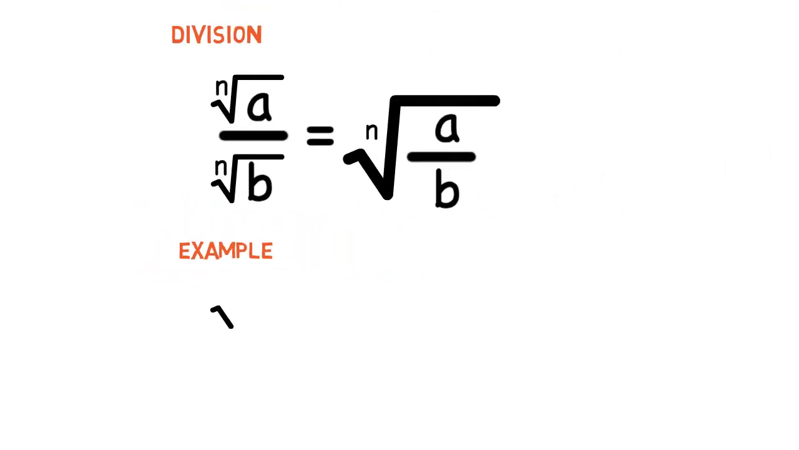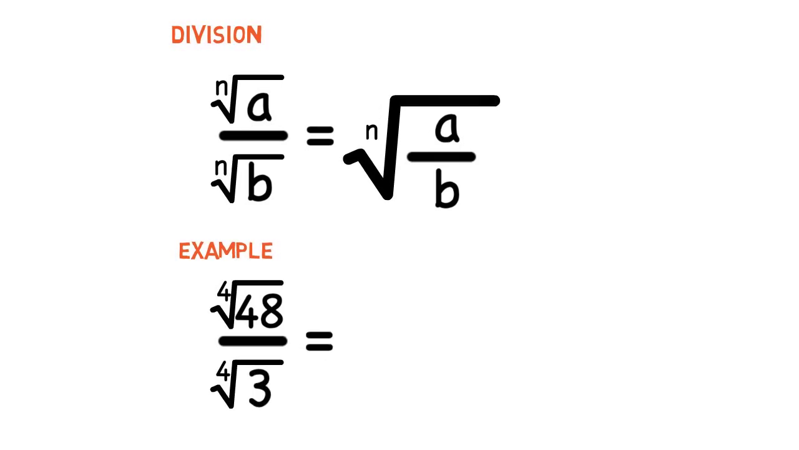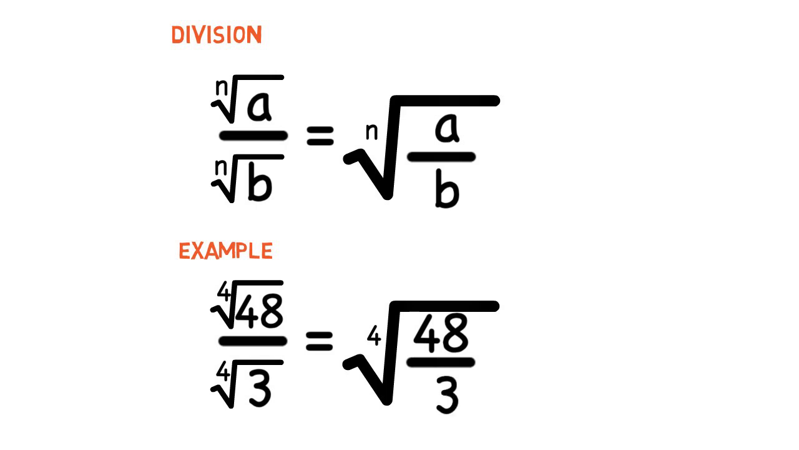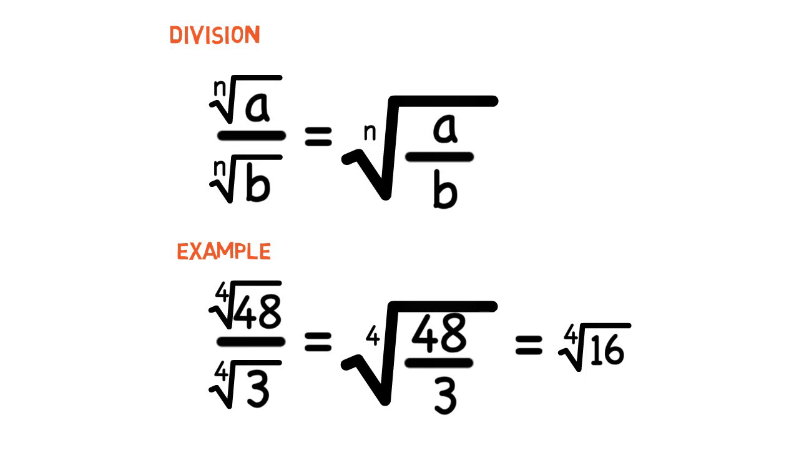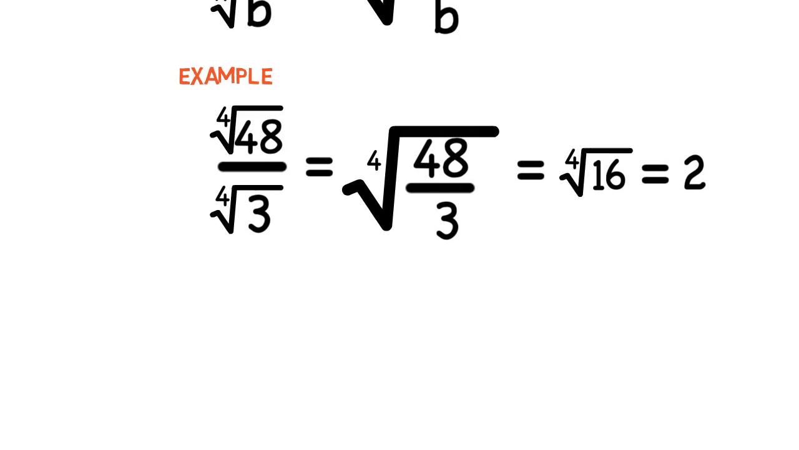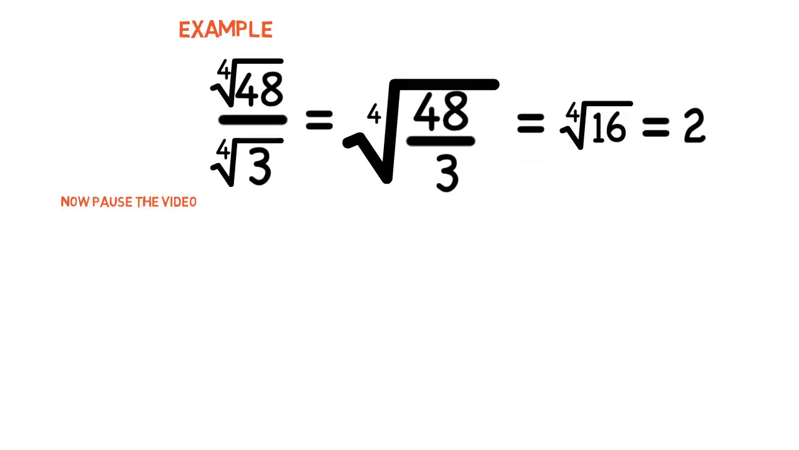So an example, if I have the fourth root of 48 and I divide that by the fourth root of 3, this equals the fourth root of 48 divided by 3. Which then equals the fourth root of 16, because 48 divided by 3 is 16. And then again, 16 is a perfect fourth power. So we get a nice number, 2, because 2 times 2 times 2 times 2 equals 16. Okay, so now I want you to pause the video and try problem 2.